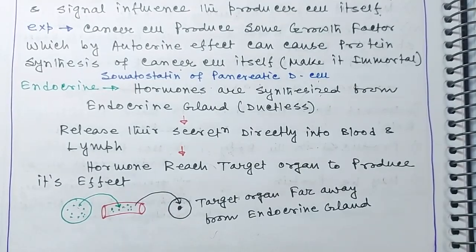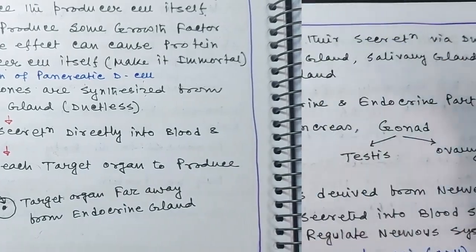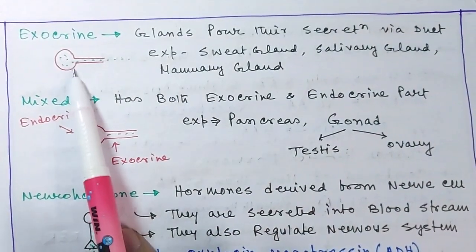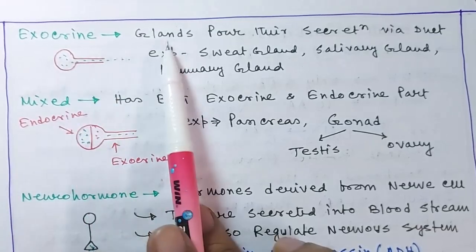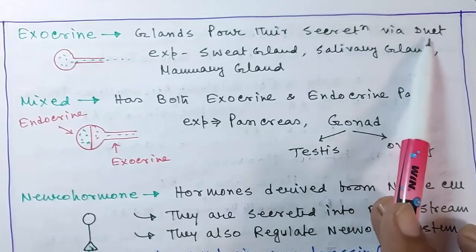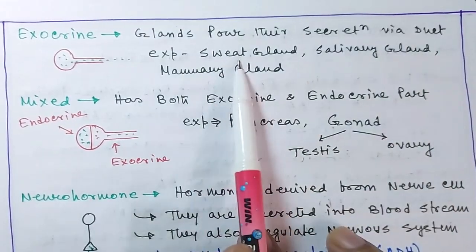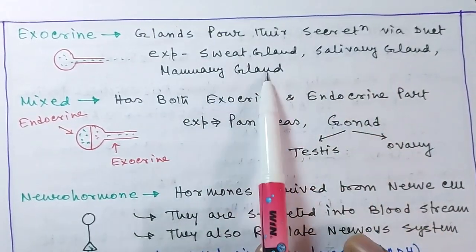Okay, so this type of secretion is known as endocrine secretion. Exocrine secretions are secreted from exocrine glands, and exocrine glands have a specific type of gland. Then the glands pour their secretion via the duct. Examples of this exocrine secretion are the sweat gland, salivary gland, and the mammary gland.